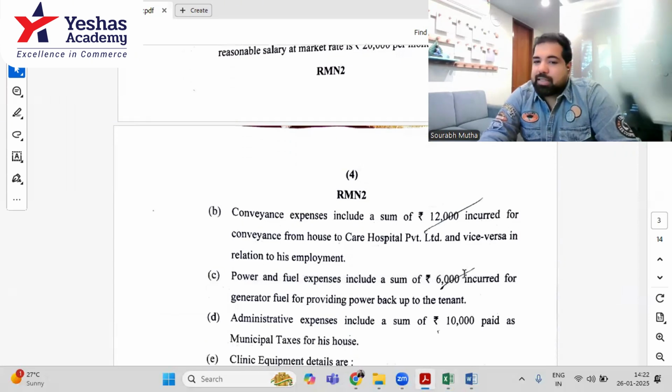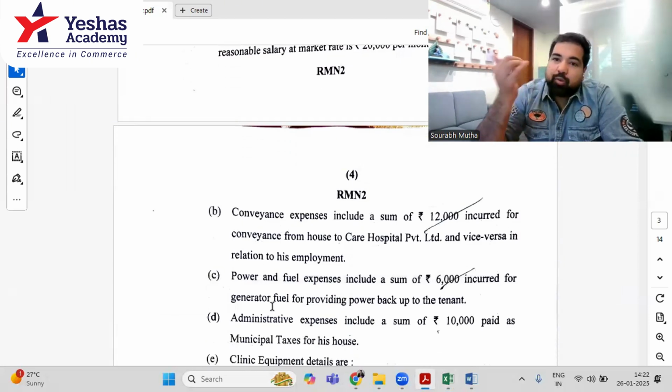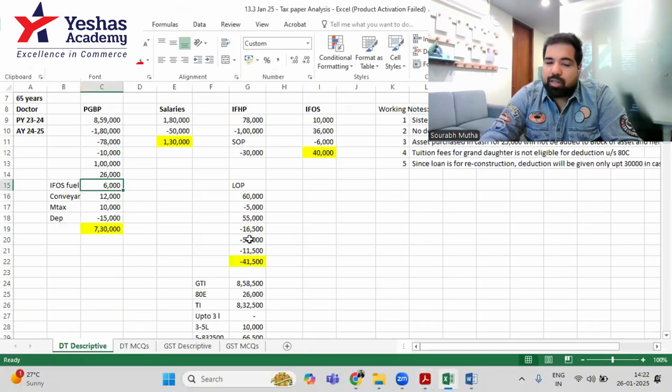Next, power and fuel expenses, 6,000. Can you incur expense on power and fuel? Yes, but this is for house property. So you have to remove it from here. So 6,000 removed from here as well.